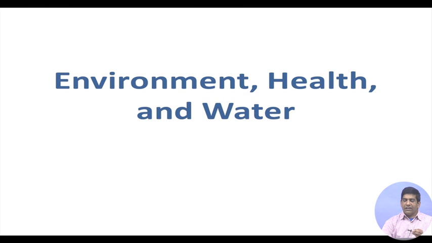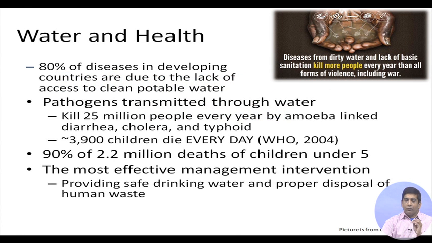So let's look at the first aspect: how environment, health and water are interrelated. Water has a big impact on health. Disease from dirty water and lack of basic sanitation actually kills more people every year than all forms of violence, including war and other stuff. That's why you hear a lot of focus these days on the Swachh Bharat mission in India. We are working on the sanitation part, but we still have to do a lot of work in terms of improving the water quality system in the country. So that's again a big problem we have.